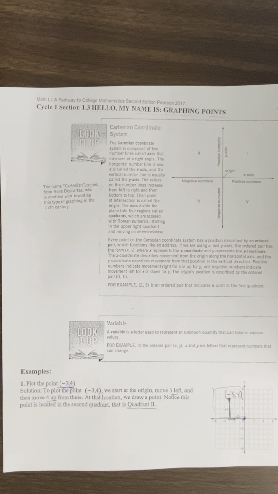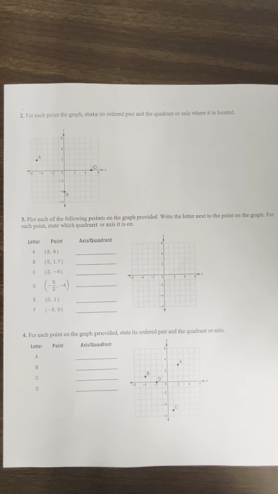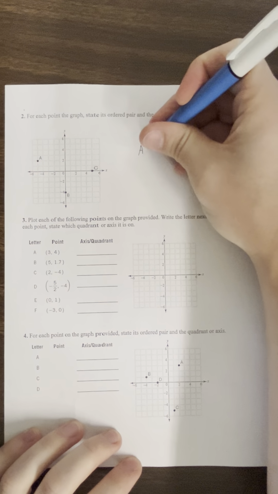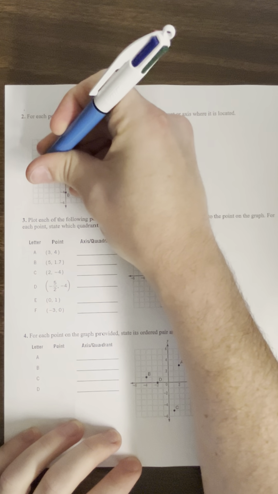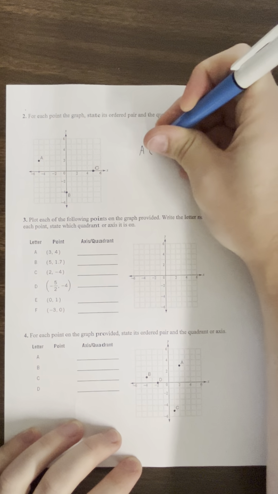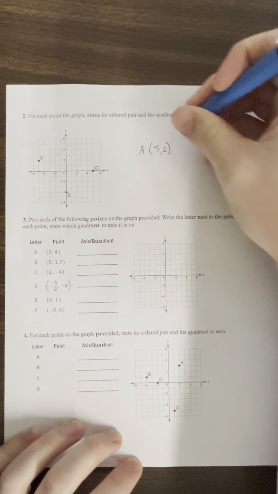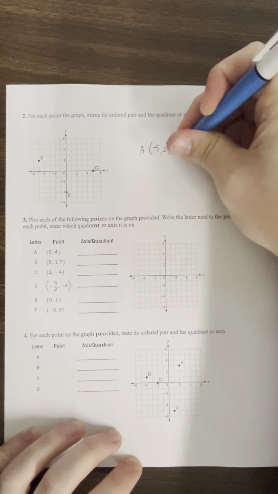Alright, so we'll go to the next page and do the last 3 on this side. So for each point on the graph, state its ordered pair and the quadrant or axis where it is located. So if it doesn't exist on a quadrant, we'll just name the axis that it's located on. So in the case of point A, you can see it's located on negative 5 and 2, so we'll just say negative 5 comma 2, and it is in quadrant, just like the last problem, quadrant 2.